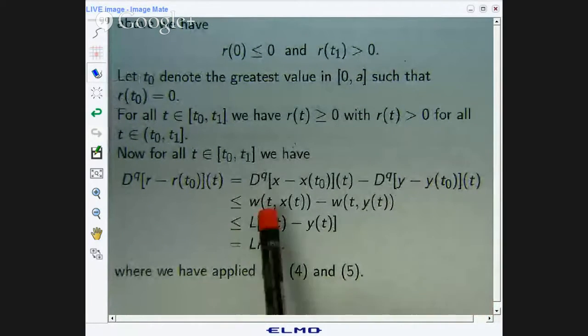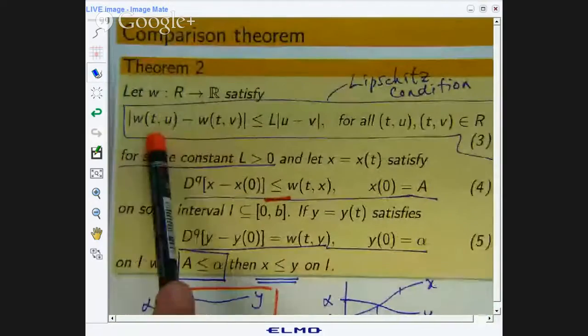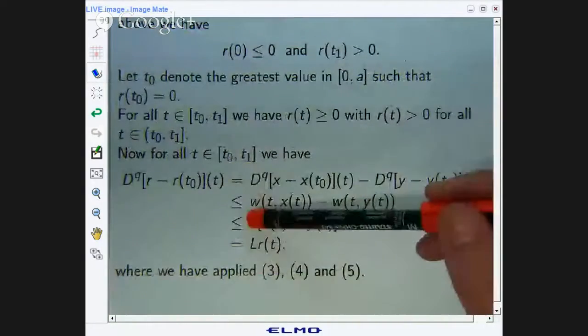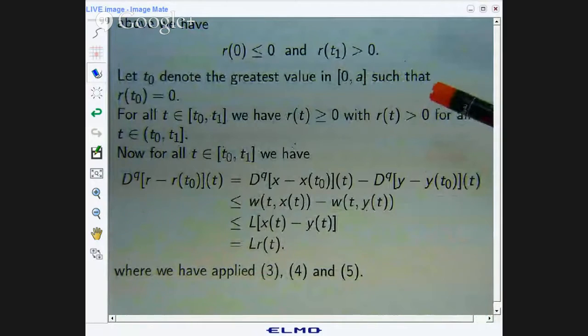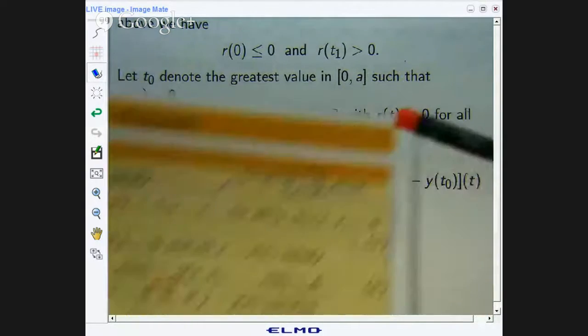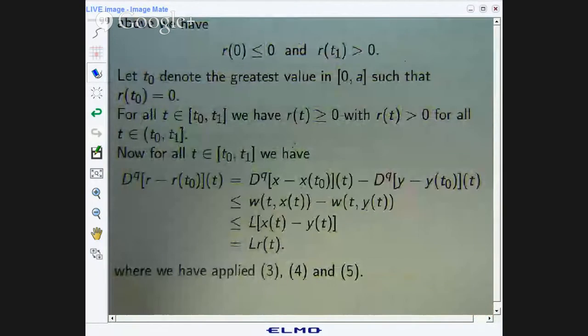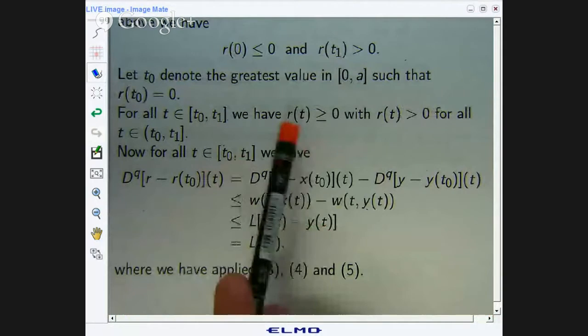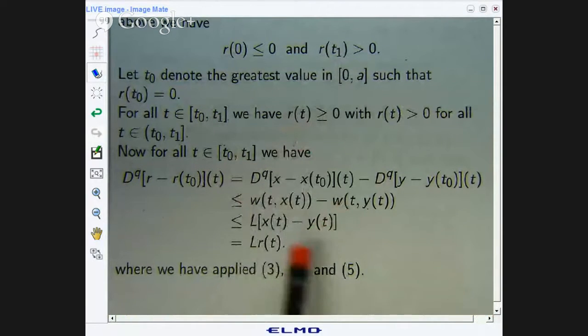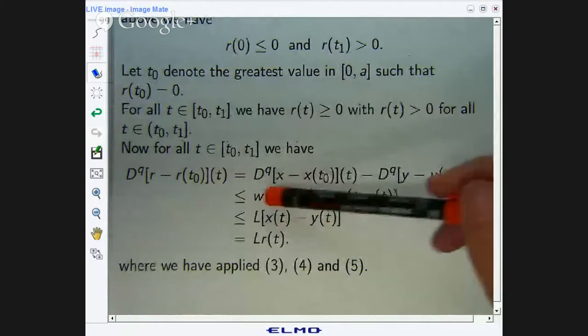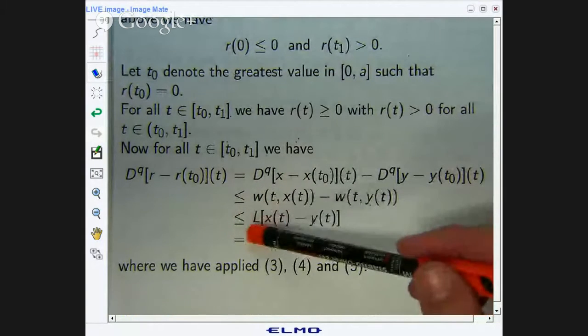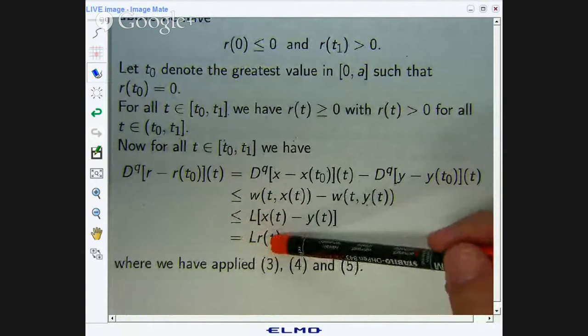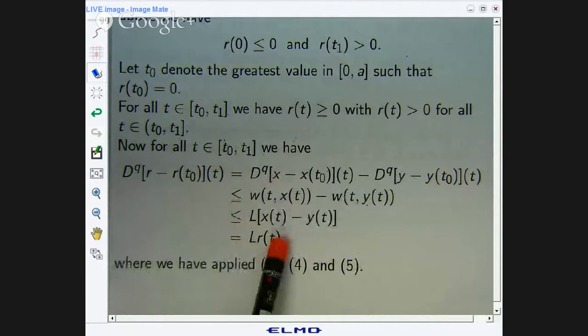Okay? And what is this? Well, I know by assumption 3 that W satisfies a Lipschitz condition. Now we don't have the absolute values there because R is greater than or equal to 0, so you don't need the absolute values there. Anyway, that is using 3, and we can just write that in terms of R. It's L of R of T. So now I have another differential inequality involving this R, the difference of X and Y.